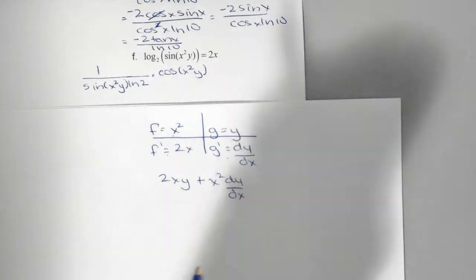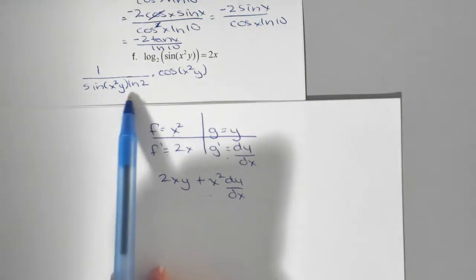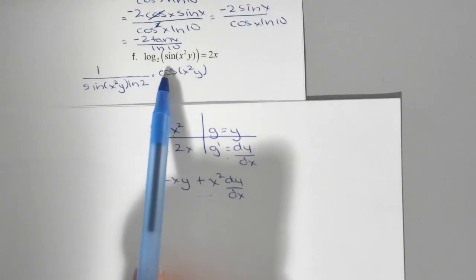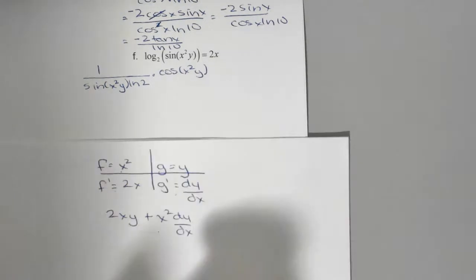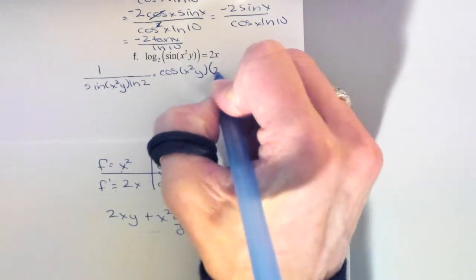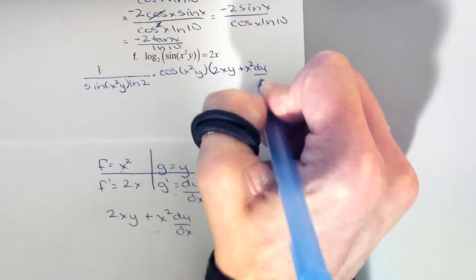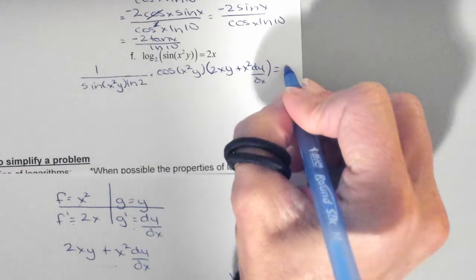Okay, so how do I deal with this? This is still the derivative of the left side. So remember, if you're doing chain rule, this is the outer times the first inner times, yes. Okay, so this is going to be times 2xy plus x squared dy dx. And what's that equal to? This little old 2.